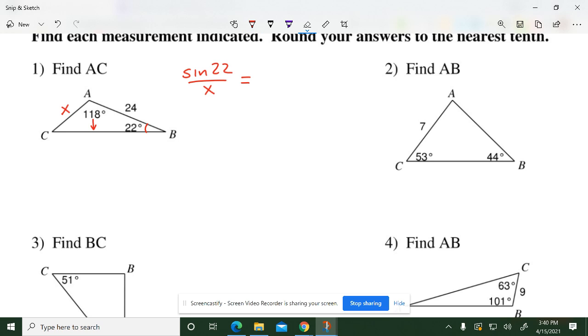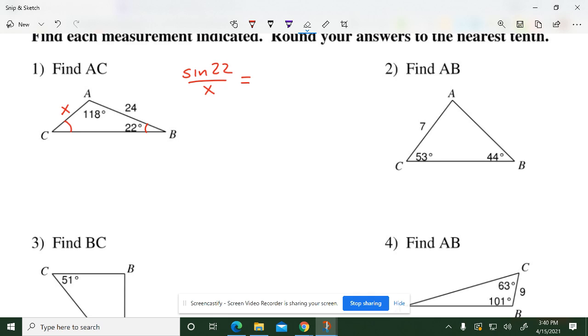So here's something else we can look at. We have this 24 on side AB. Now, if we could figure out what angle C is, we could match that up with the 24. And the good news is we can do that because we already have two of the angles. We have the 118 and the 22. And we know for any kind of triangle, the three angles always add up to 180.